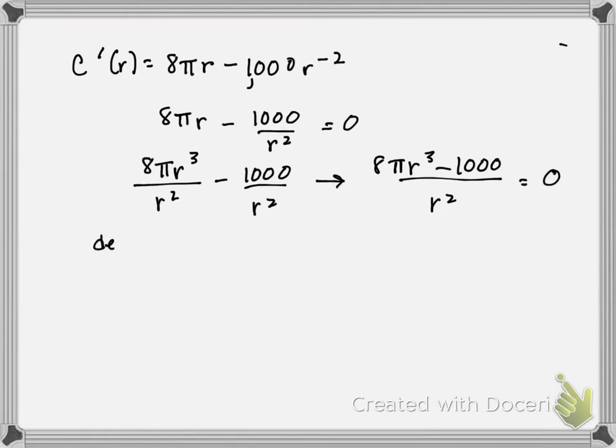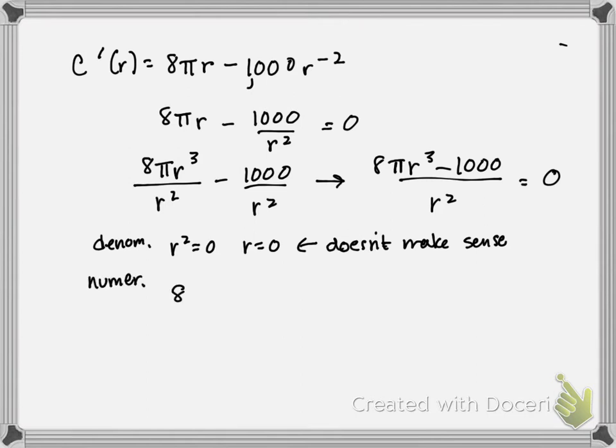If I set the denominator equal to 0, r squared equals 0, r equals 0. Well, that's a problem because, remember, it's a cost function, so this doesn't make sense. It'd be nice if the radius was 0, but we know that's not going to happen. So we're going to skip the denominator and look at the numerator.